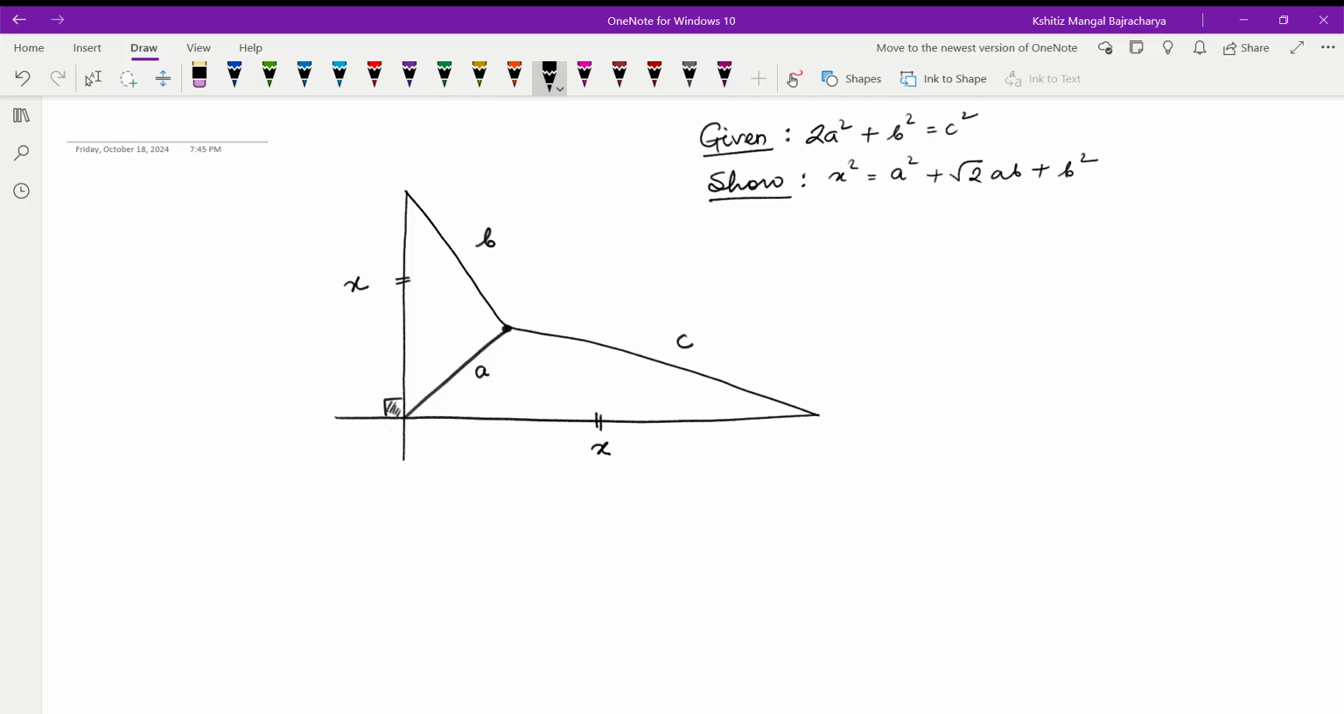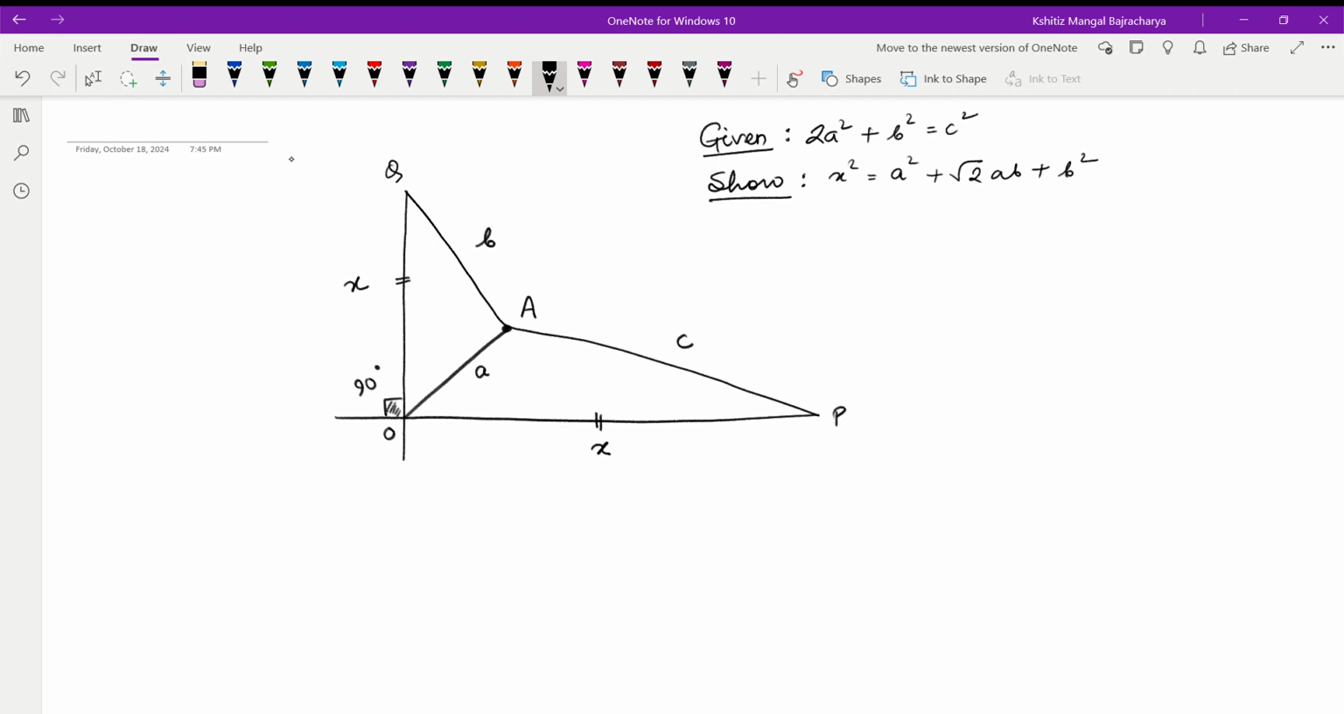What we're given is angle OPQ. Angle POQ is 90 degrees. The side OA is equal to a, the side AP is equal to c, the side AQ is equal to b, and the sides OP and OQ are each of length x.